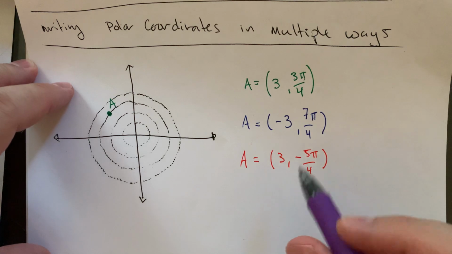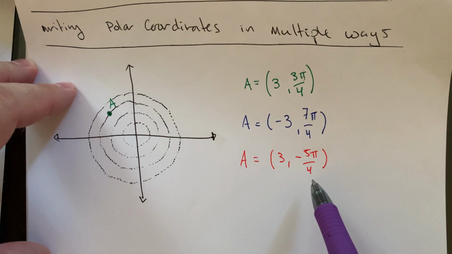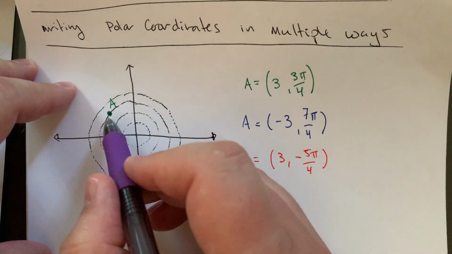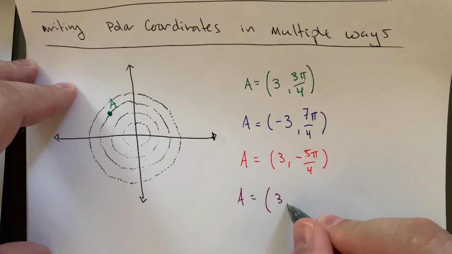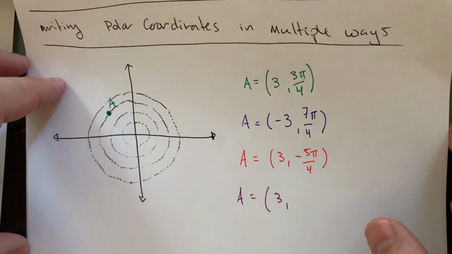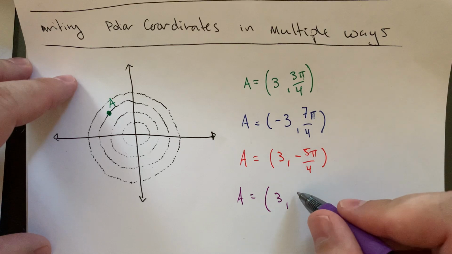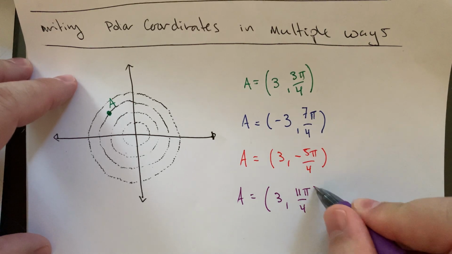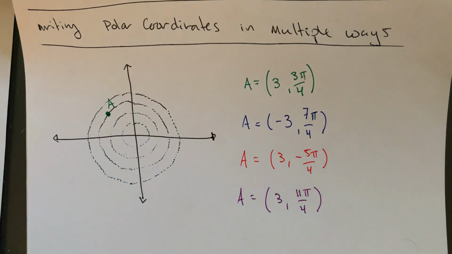You could also do coterminal by adding 2 pi. This would be to get the negative when you're subtracting 2 pi. If we added a full rotation around, you would get another version of this. So you'd have radius 3, and then plus 2 pi, so that would be plus 8 over 4. So then that's going to be 11 pi over 4. Right? So a number of different ways to take a point and rewrite it. That was just one point picked at random. You could do this for any point you wanted to, and then go from there.